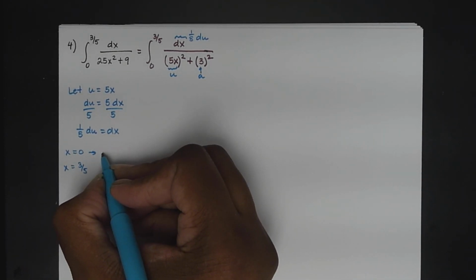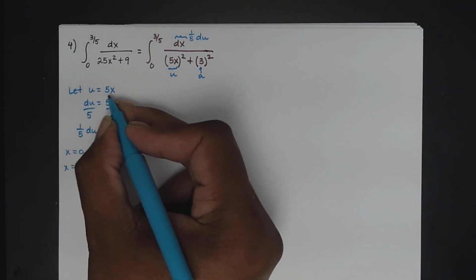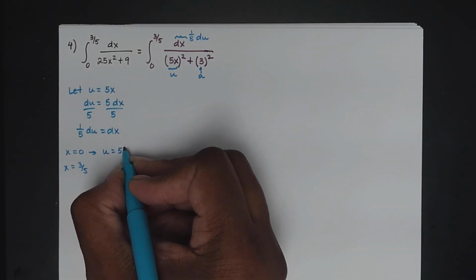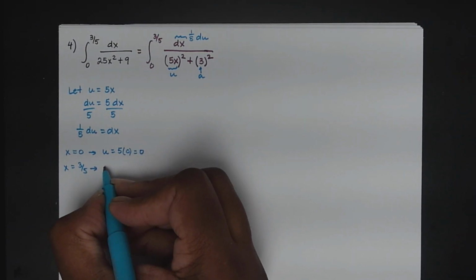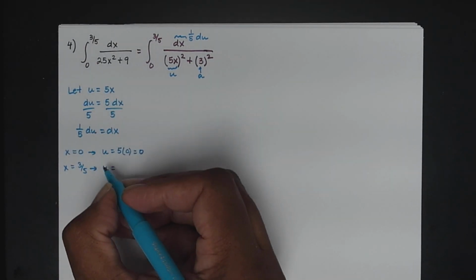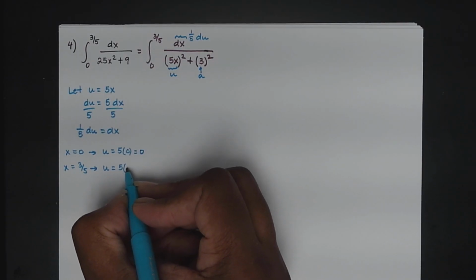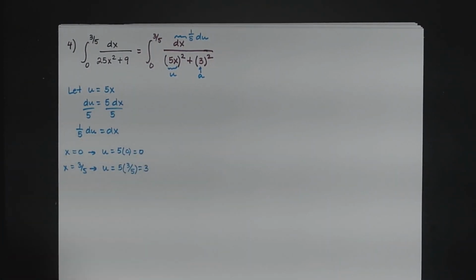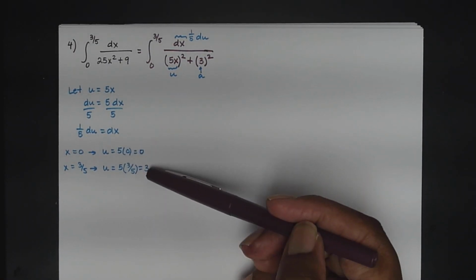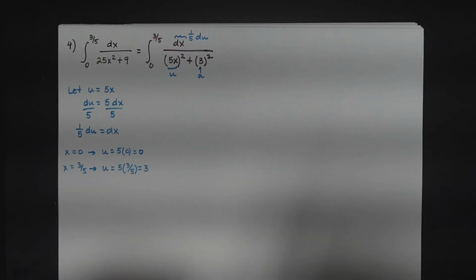If x is 0, then u will be equal to, since u is 5x, 5 times 0, which is 0. And then x is 3/5. Our u is 5x, so it'll be u equaling 5 times 3/5. Well, the 5's divide out, you'll be left with 3. So this time it's going to be from 0 to 3 on our limits for u.